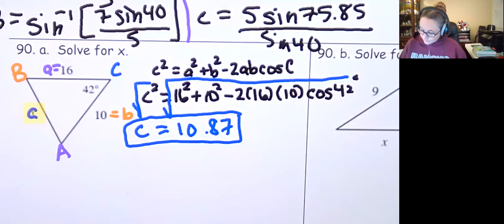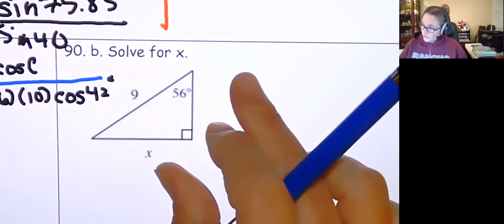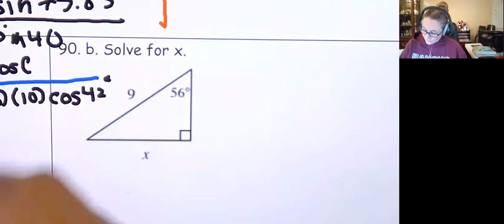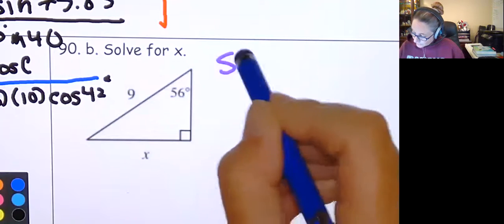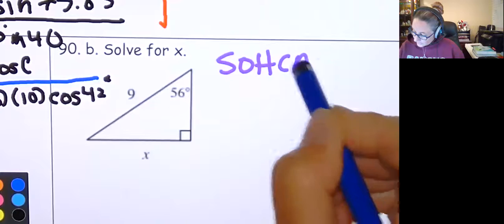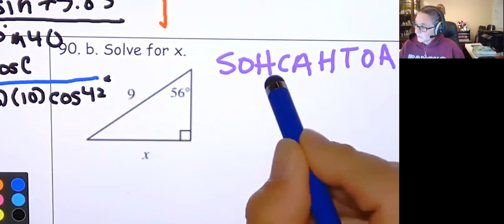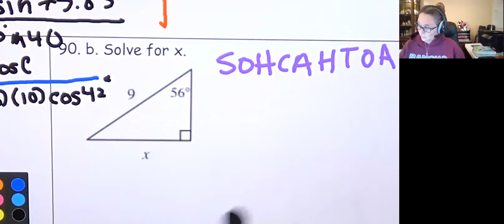The next one looks like it's a right triangle, and you can't just assume because it looks like it, but they drew that in. So this one is our old right triangle trig that we did in integrated 2. Okay. So I'm going to be thinking of SOHCAHTOA. Okay, sine is opposite over hypotenuse, cosine is adjacent over hypotenuse, tangent is opposite over adjacent.